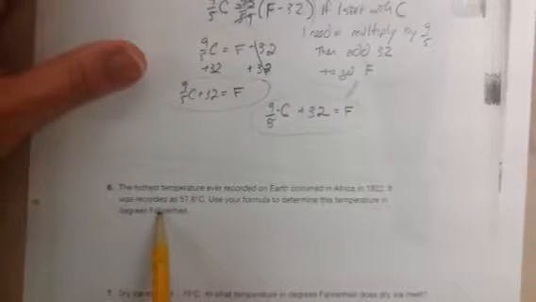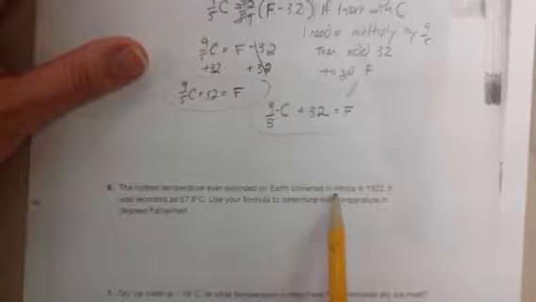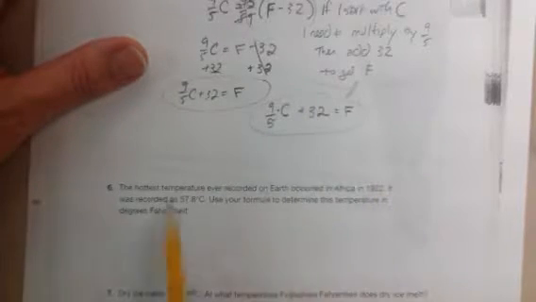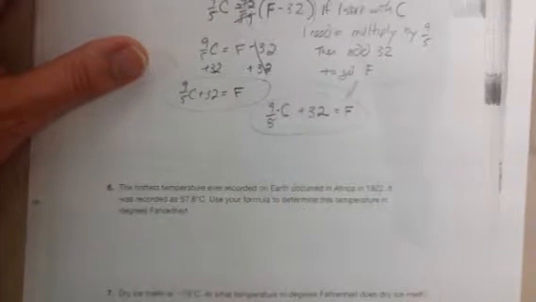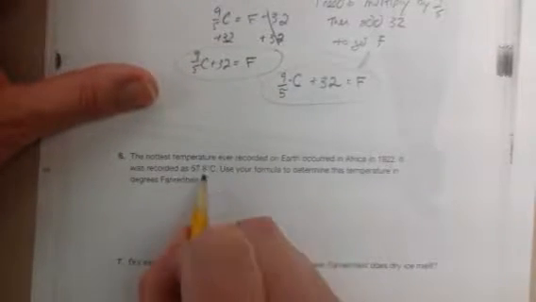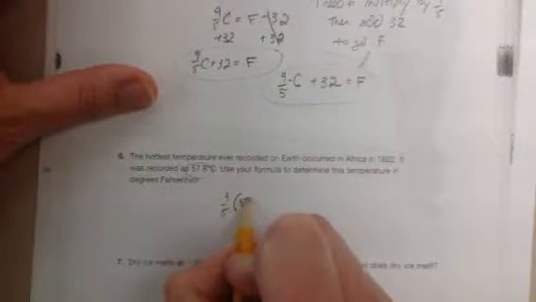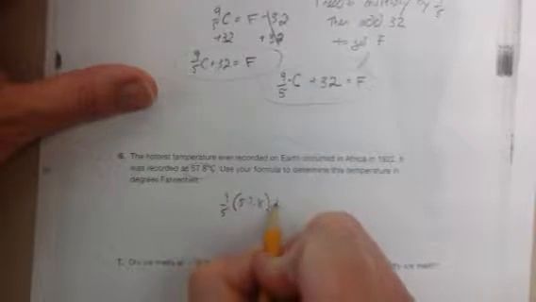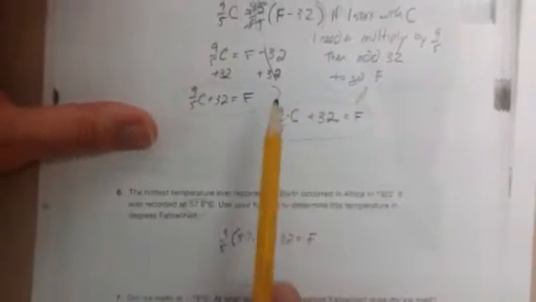So here, problem number 6 says the hottest temperature ever recorded on Earth occurred in Africa in 1922. It was recorded at 57.8 degrees Celsius. Use your new formula to determine the temperature in degrees Fahrenheit. So I'm going to put this in for C. So 9/5 times 57.8 plus 32 equals F. Now see how it's much easier. We did all the hard work up here, and now it's much easier to do the work from here.